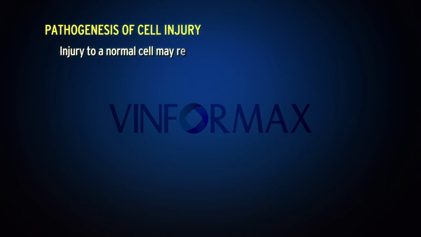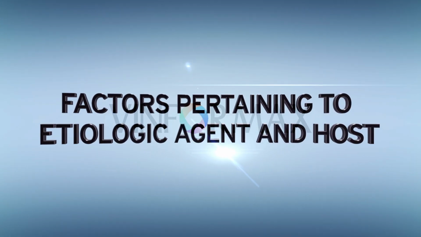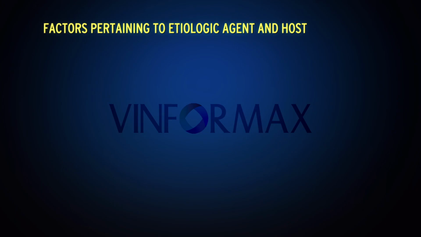Injury to a normal cell may result in a state of reversible or irreversible cell injury which have varied biochemical alterations. The following scheme applies to most forms of cell injury by various agents. Factors pertaining to etiologic agent and host. The outcome of cell injury depends on the host cells and the etiologic agent concerned. Type, duration, and severity of injurious agent.